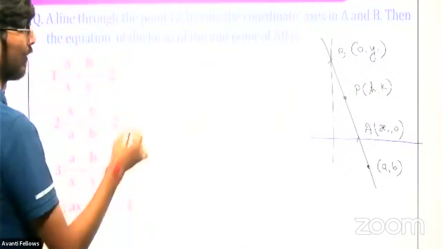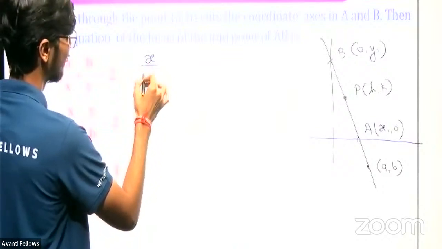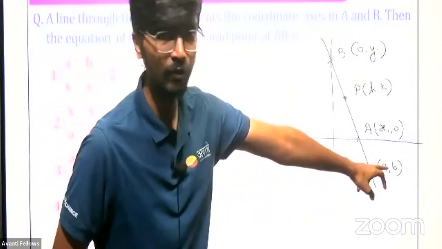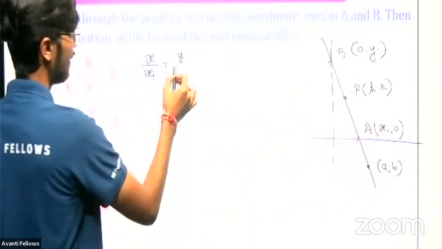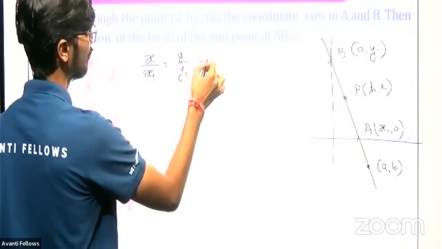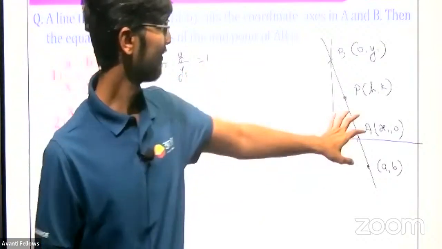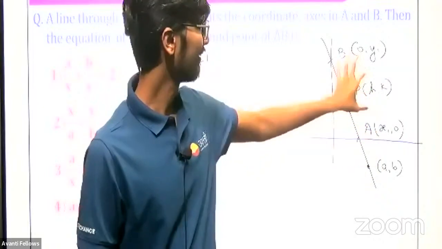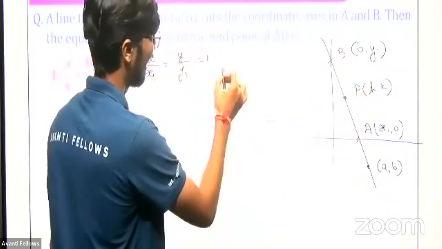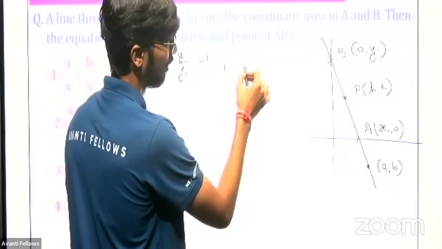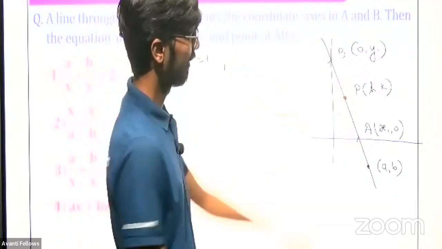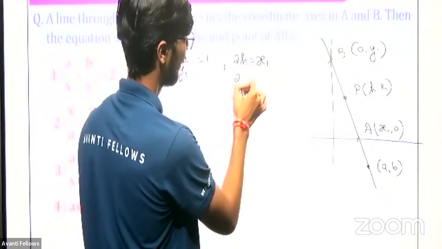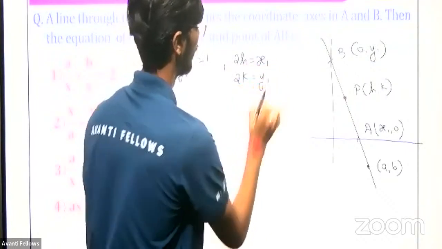So here, what is the double intercept form? x upon x1 plus, since a and b are already given, we cannot use a and b, so y upon y1 is equal to 1. Now it says that (h, k) is the midpoint of this. So that means, since this is the midpoint, 2h is equal to x1 and 2k is equal to y1.